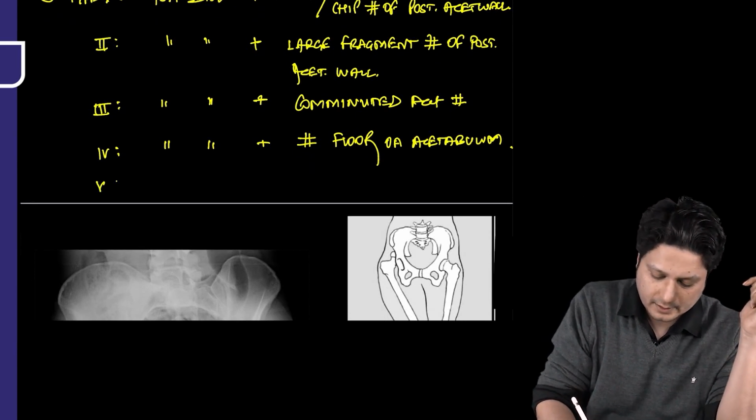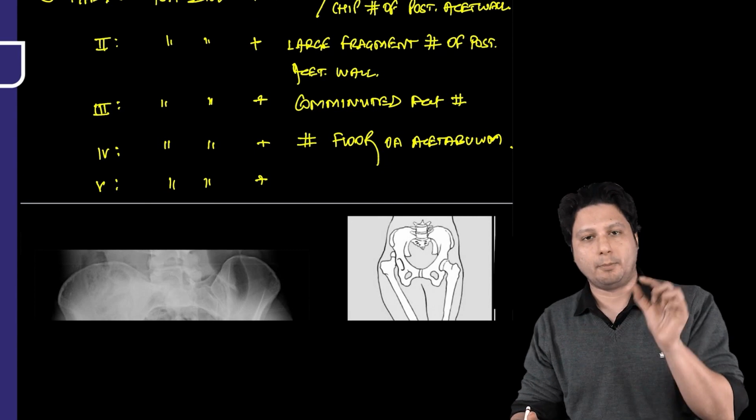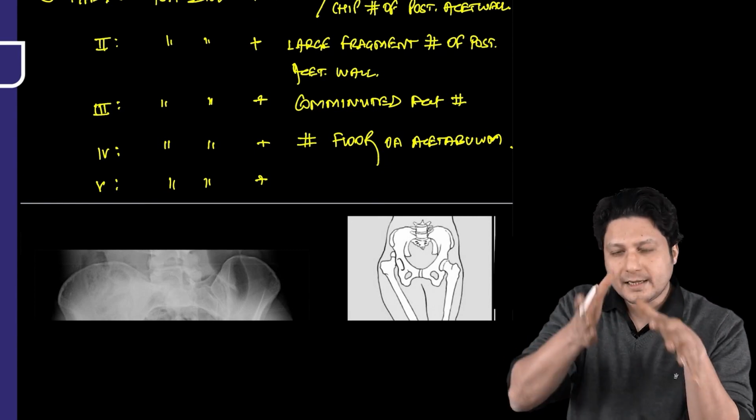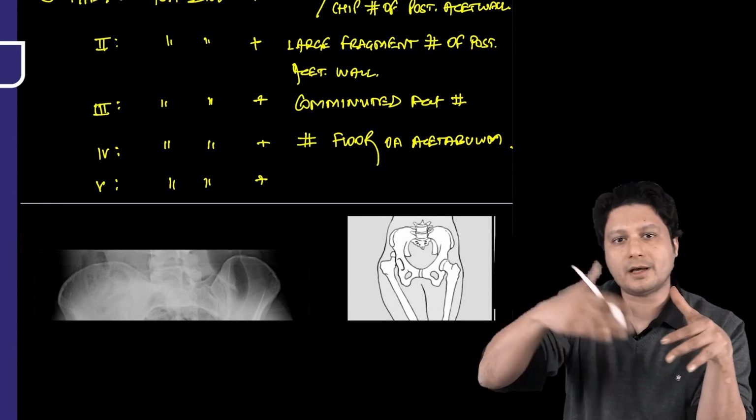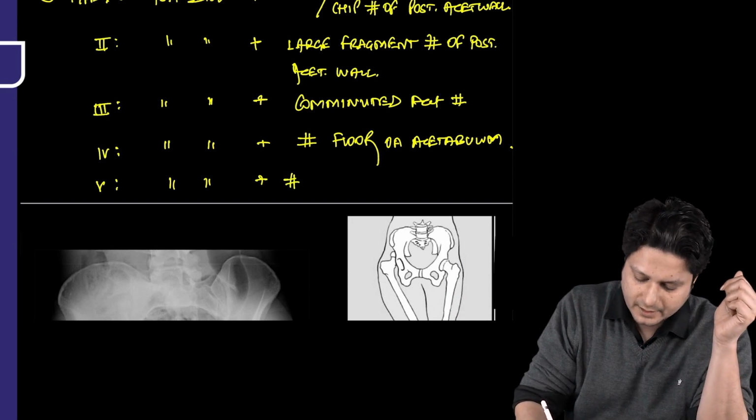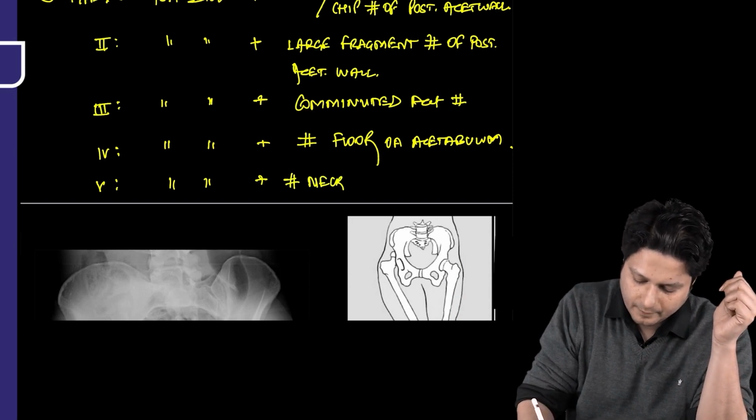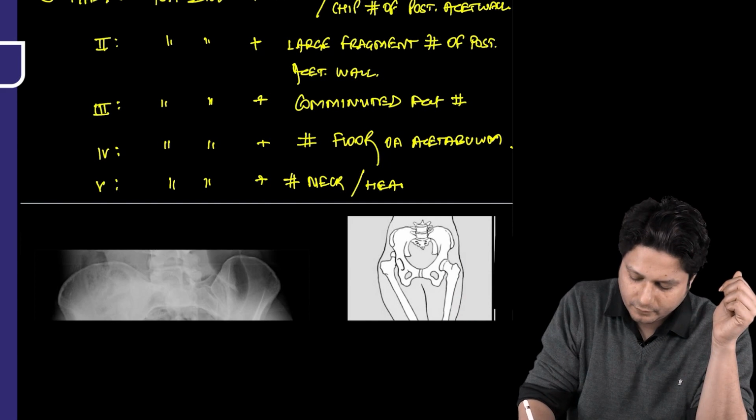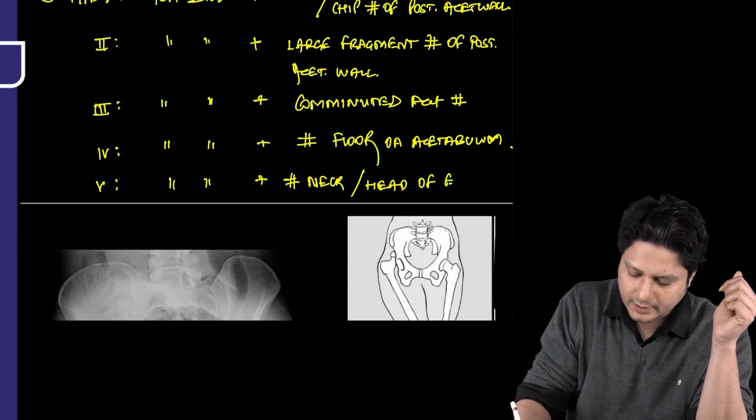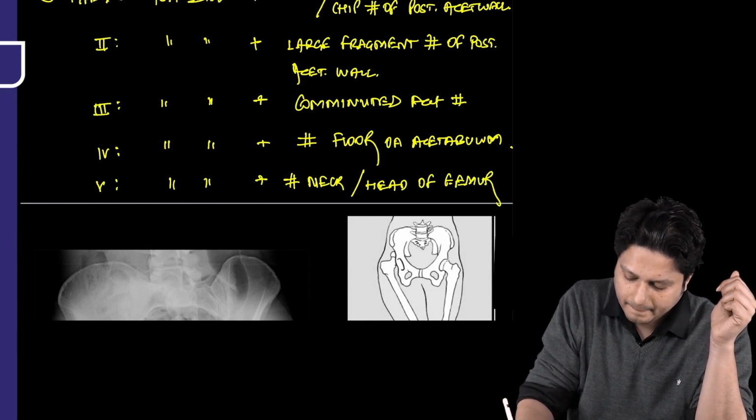And finally, type 5 is posterior dislocation along with either the fracture in the neck or in the head of femur. The fracture in the neck of femur or head of femur. So it is going to be type 5.